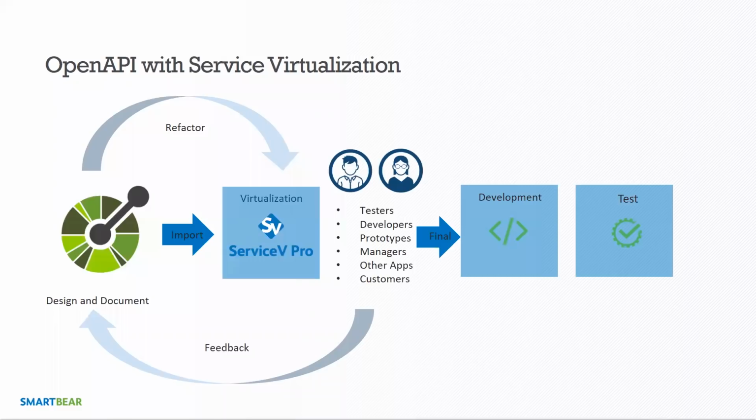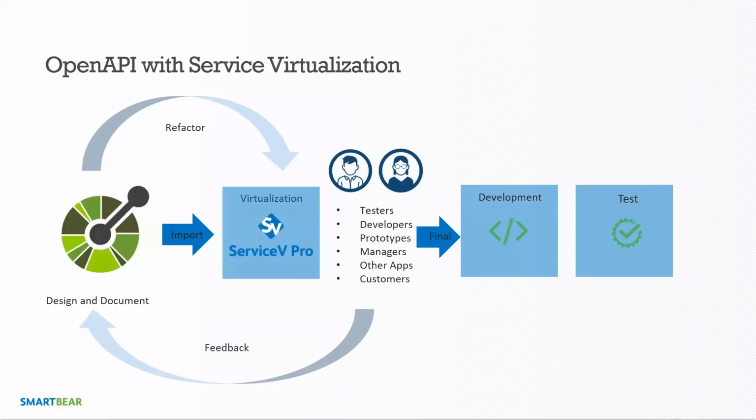Right, so I think it's time for us to now look at the product, ServiceV Pro. We have talked a lot about it. So Mike is going to show you what ServiceV Pro looks like. He's going to show you how he can bring in an OpenAPI specification, create advanced mocks and advanced virtual services from it, and then dynamically modify them using data sources, quickly change them, and provide those advanced mocks to somebody who can consume them.